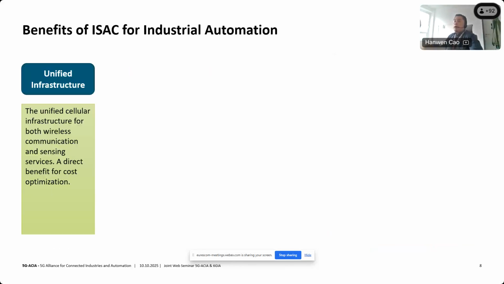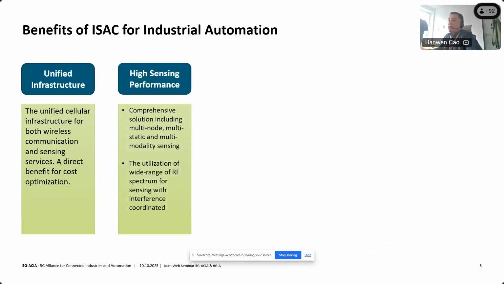From our work, we think that there are several major benefits of ISAC for industrial automation. First, unified infrastructure, which is very important. We unify the sensing infrastructure and the communication infrastructure, which would be a direct benefit of cost optimization. We envision that ISAC could provide even higher sensing performance, leveraging multi-node, multi-static, multi-modality sensing. And for radio frequency sensing, it can leverage an even wider range of spectrum, which is good for improving sensing resolution, accuracy, etc.